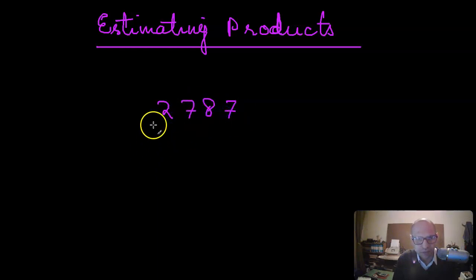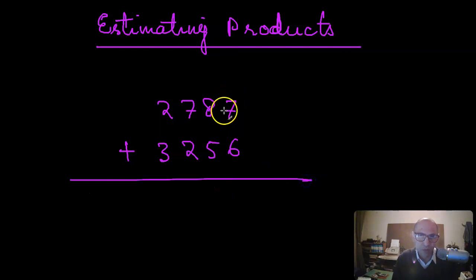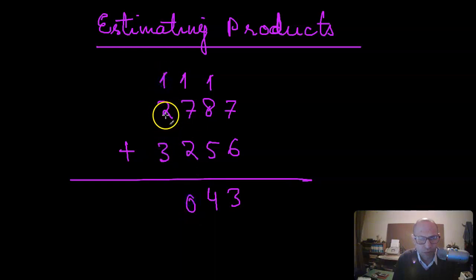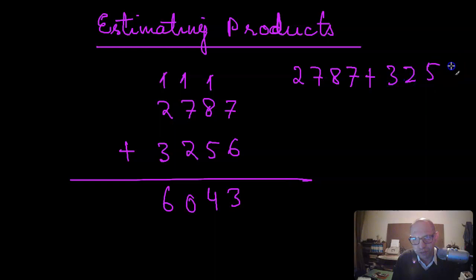2787, and you want to add to that 3256, you would have to write them in the right columns and then do the calculation. 7 plus 6 is equal to 13, carry 1, and 8 plus 5 is equal to 13, plus 1 is equal to 14, carry 1, and then 7 plus 2 is equal to 9, plus 1 is equal to 10, carry 1, and then 3 plus 2 is equal to 5, plus 1 is equal to 6, and that's 6043, right?